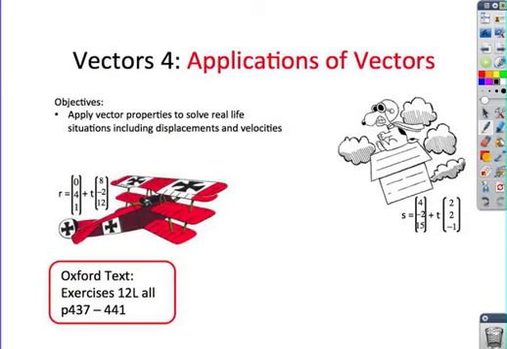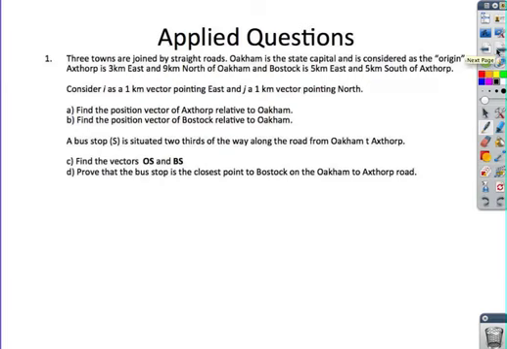All right. So the first thing we'll do, start with the first problem here. The first applied question is, so there's a couple towns, and again this could be a way you could apply vectors. 3 towns are joined by straight roads.